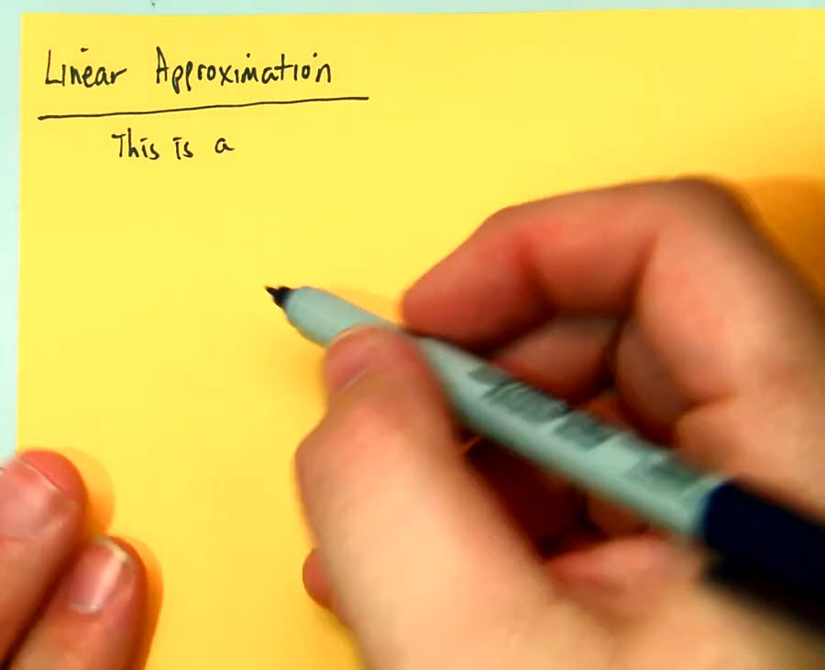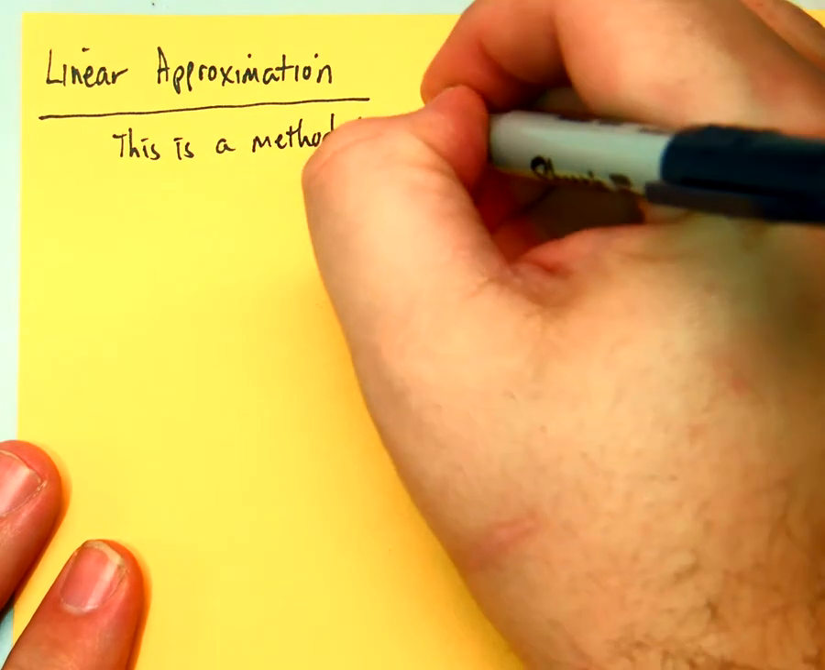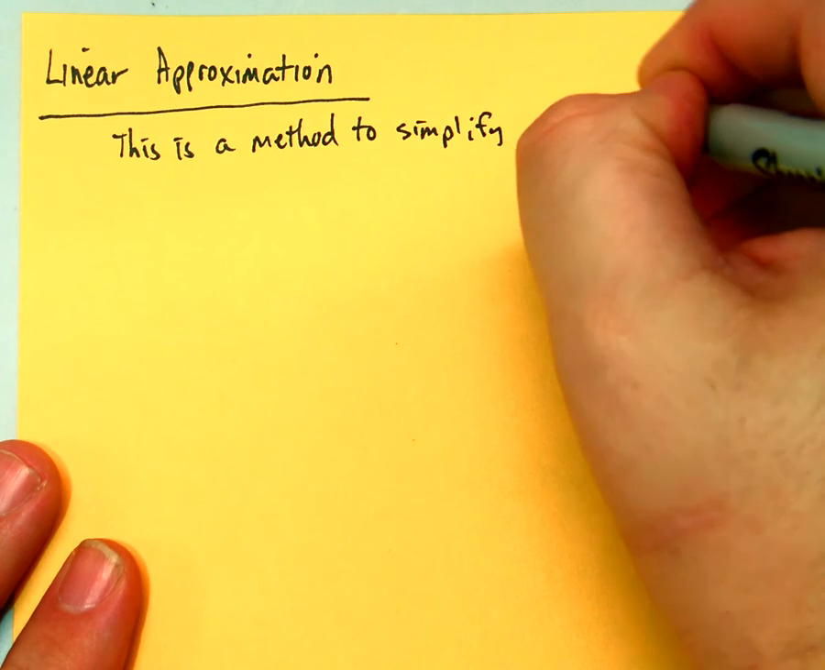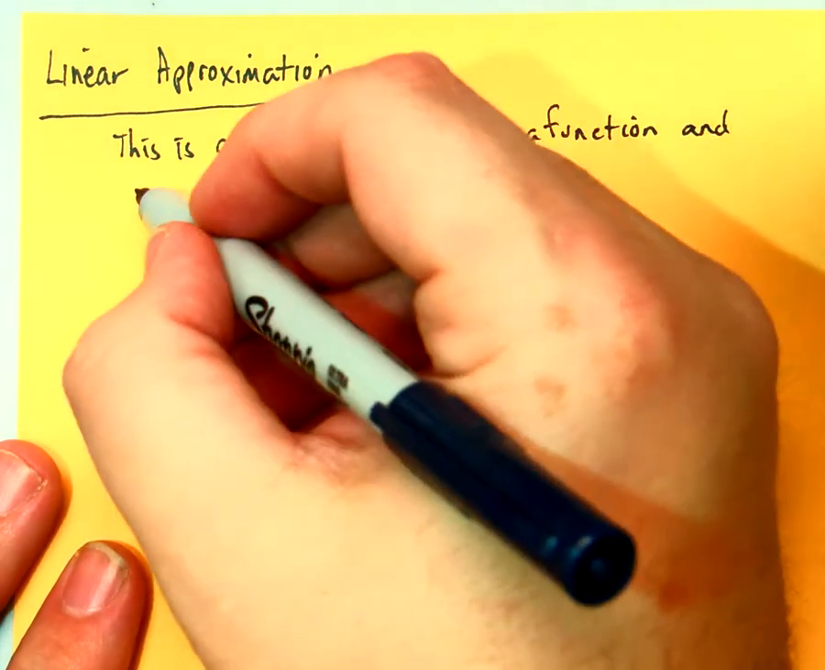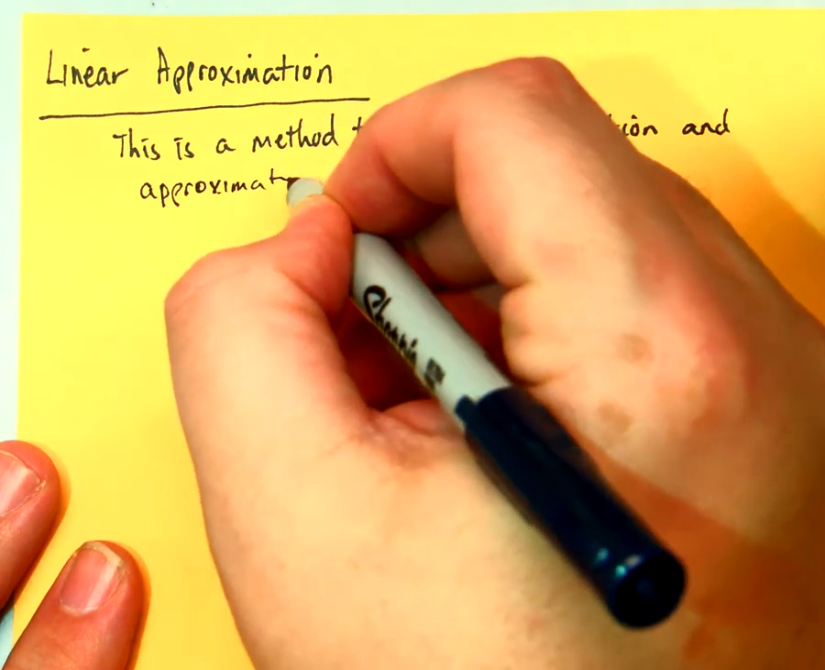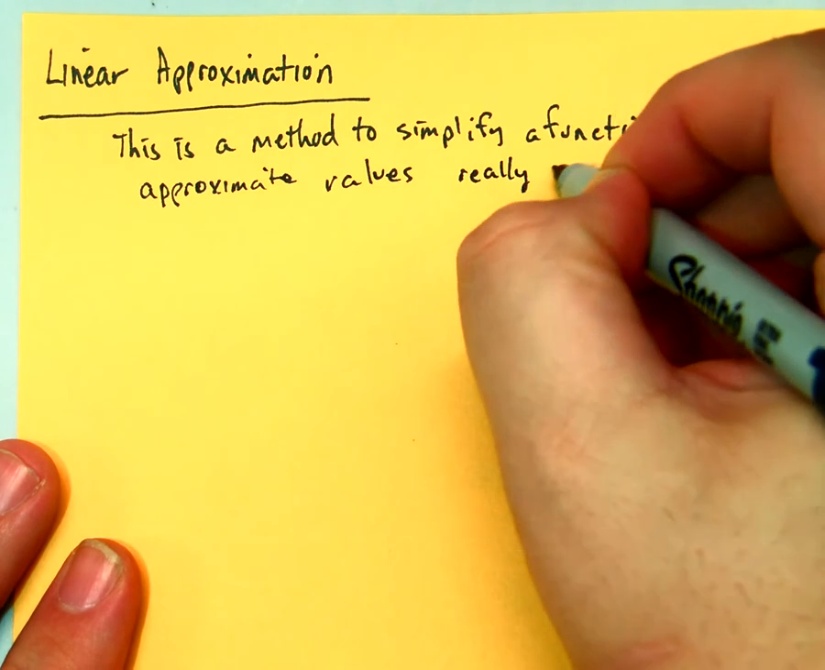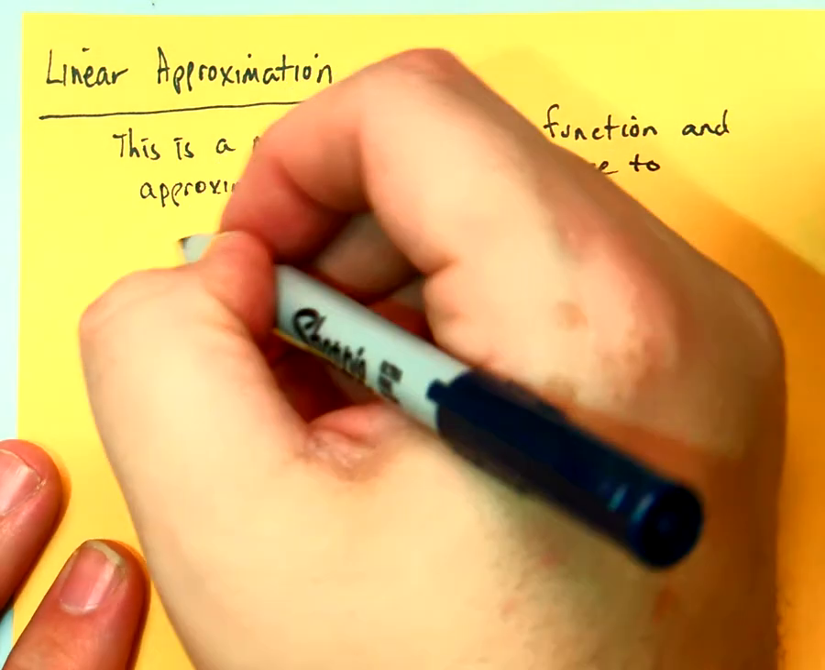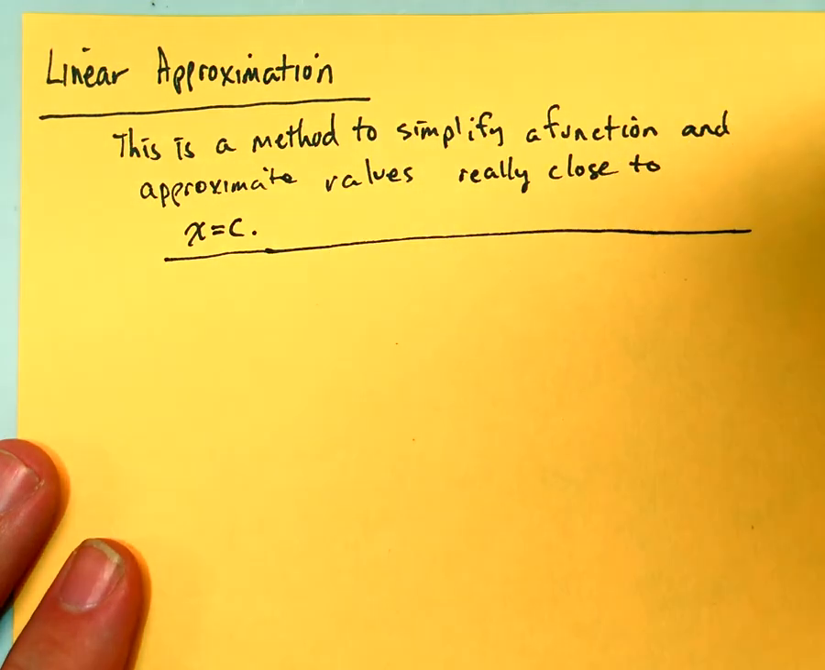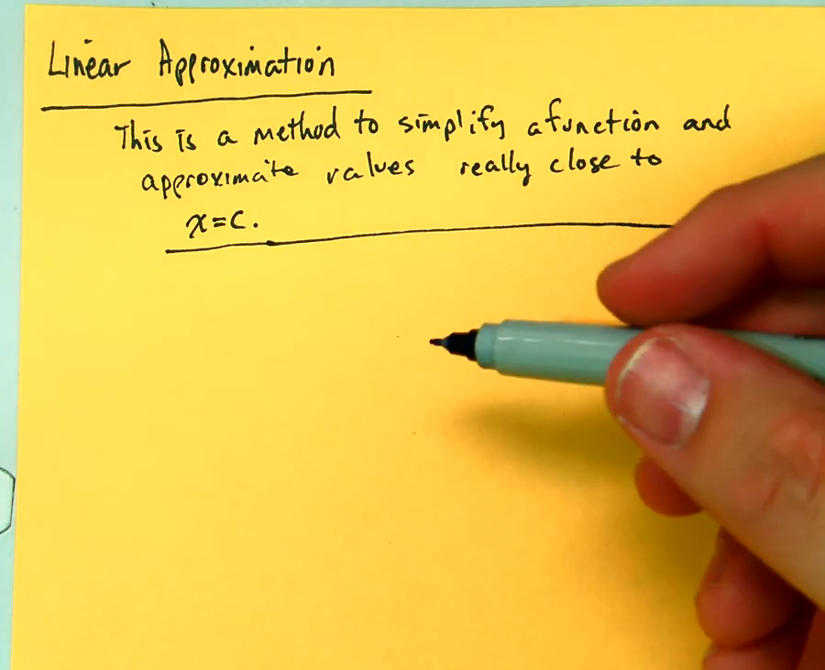Now, linear approximations, this is a method to simplify a function and approximate values really close to x equals c. Some value c, wherever you're looking at, because we're going to have a focus point. We're going to be focusing in at x equals c.